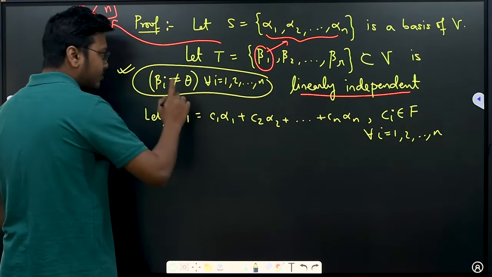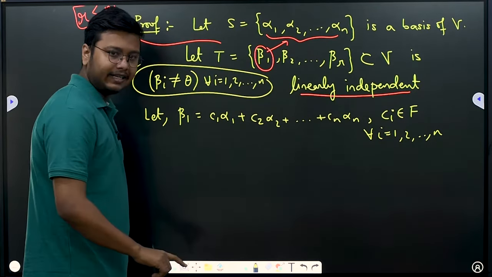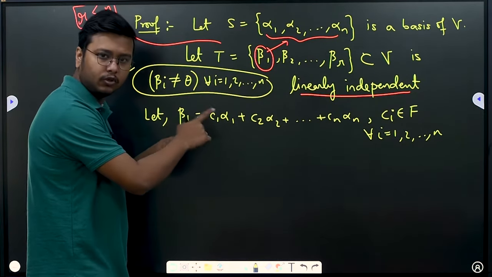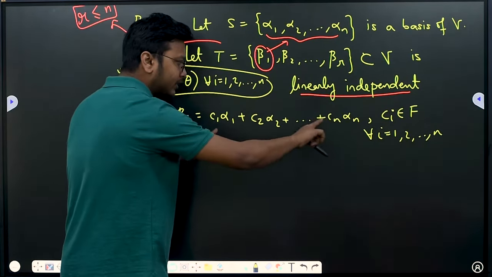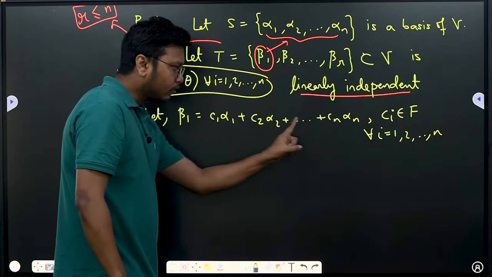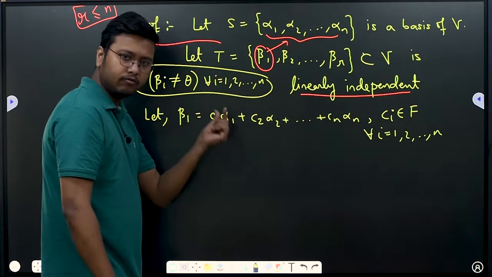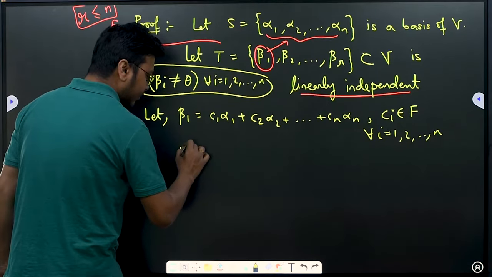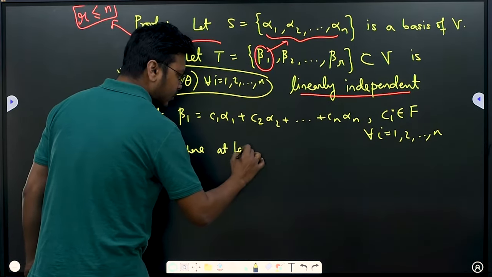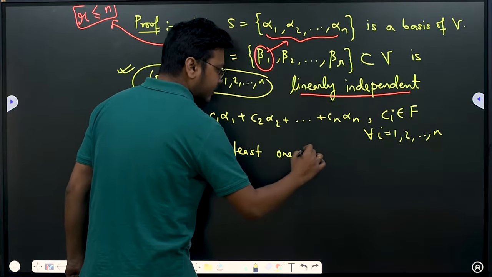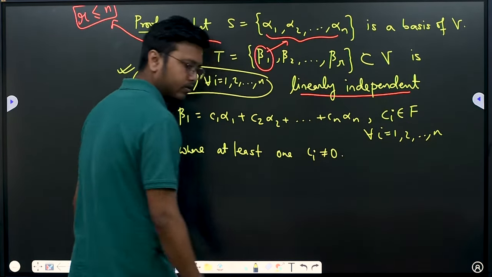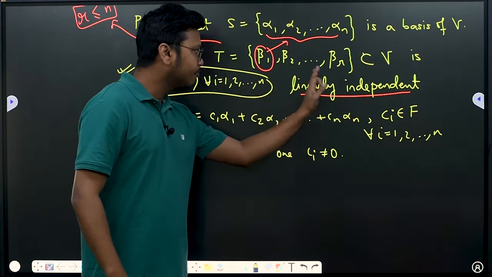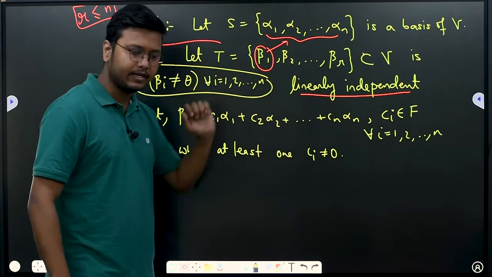Since the T set does not contain the theta element, none of the beta i are equal to theta. So this beta 1 is not equal to theta, which means all the constants can never be 0. If all the constants are 0, then beta 1 will be equal to theta, which is not possible. So at least one Ci must be non-zero, because if all of them become 0, then beta 1 will be equal to theta, which is not possible since beta 1 is taken from a set which is linearly independent.